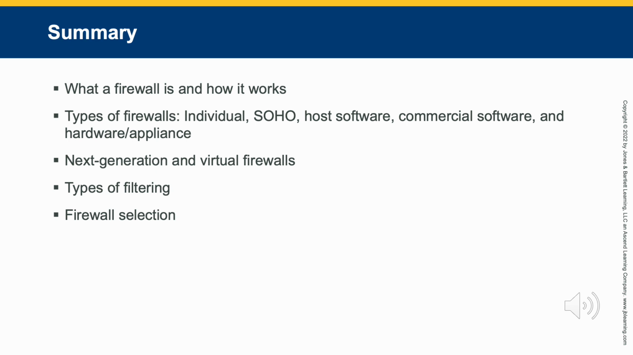In summary, we've looked at what a firewall is, how it works, and types of firewalls: individual, small office, home office, host-based, commercial, and hardware and appliance firewalls. We've explored a little bit about next generation and virtual firewalls, the types of filtering, and then how to select a firewall.